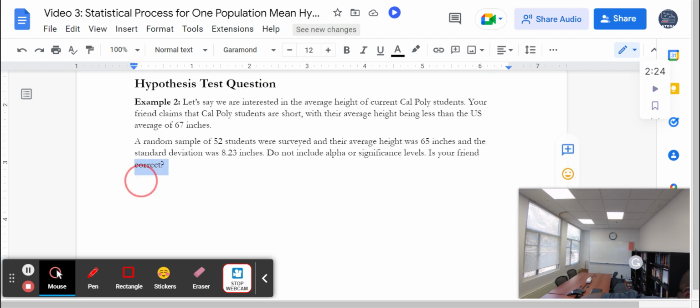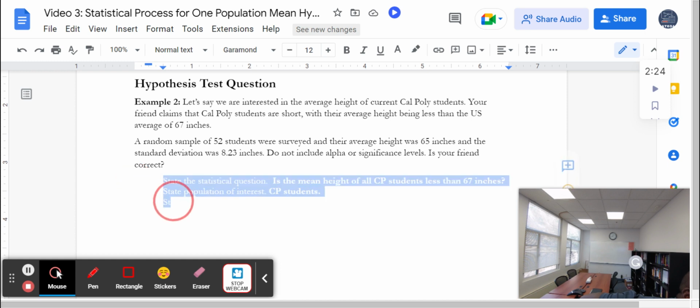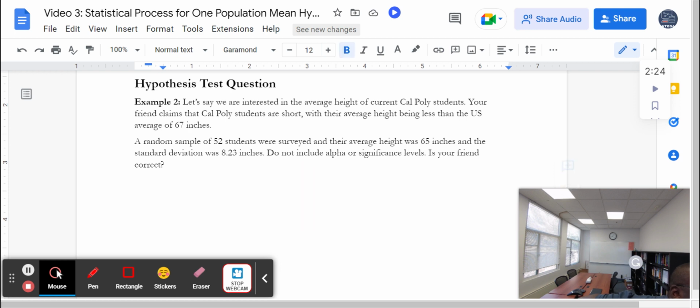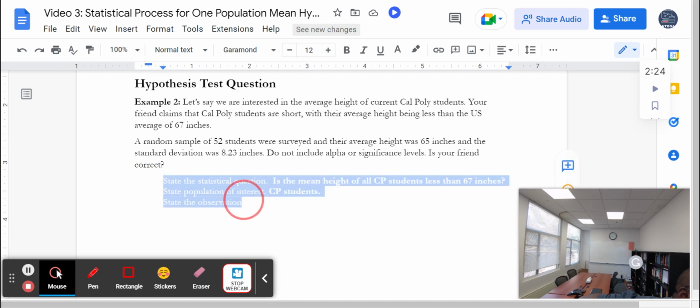All right, the first one, the statistical question, is the mean height. I'm going to say the population mean. Be a little bit more specific. Is the population mean height of all CP students less than 67 inches? Our population of interest is going to be CP students. An observation unit is going to be a CP student.